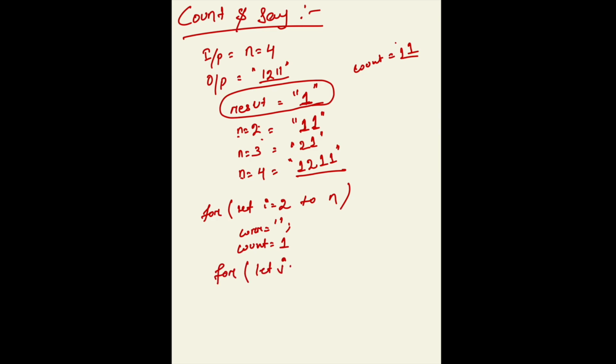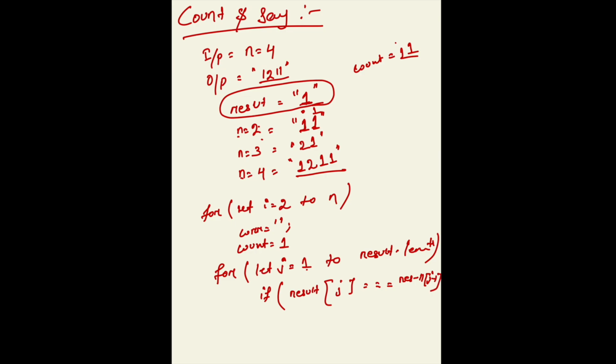let j equal to 1, j is less than or equal to result dot length. We'll check the condition. We have taken from 1, meaning 0th position, 1st position, so we'll take from 1. We'll check if result of j is equal to result of j minus 1.